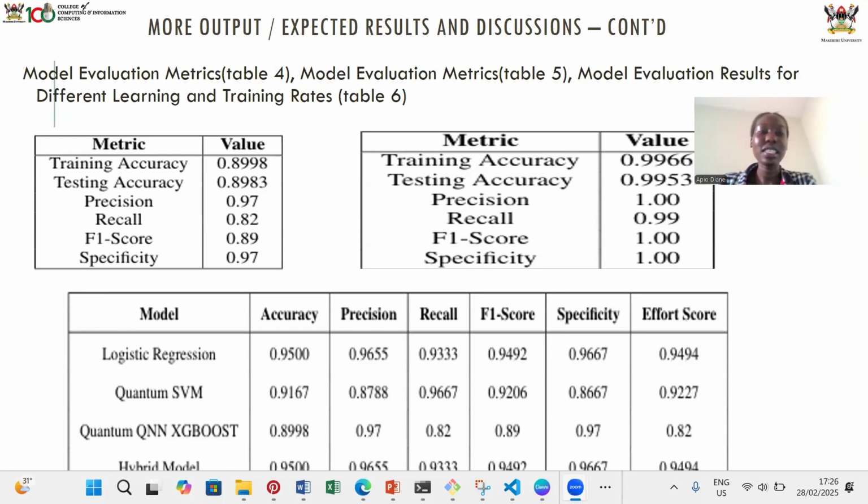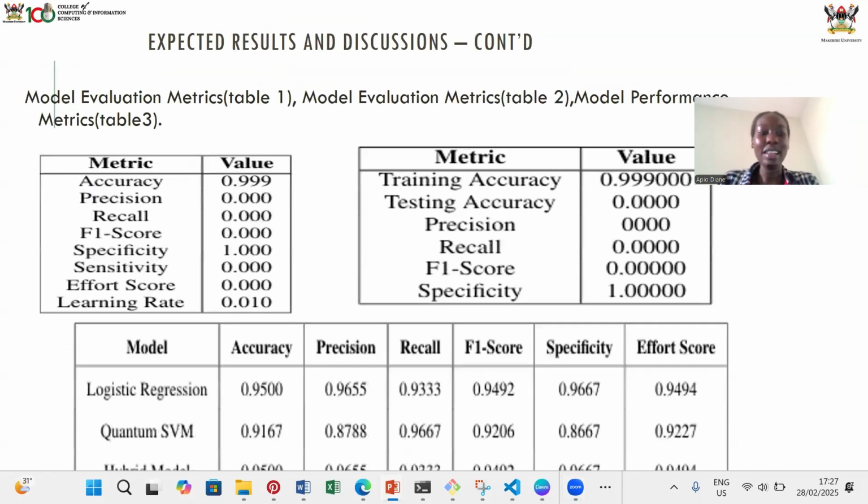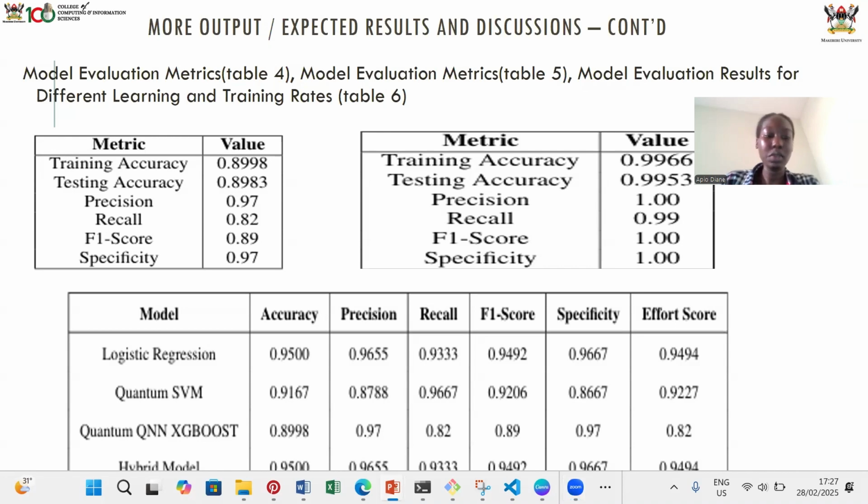This is slide 11. These are the model evaluation results that we got, slide 11 and slide 12. We used these results to pick out the best model, which was the quantum neural network used with extreme gradient boosting. Though it has an accuracy of 0.8998, the model strikes a balance between learning and generalization, and it avoids overfitting while still being highly effective at identifying fraud.